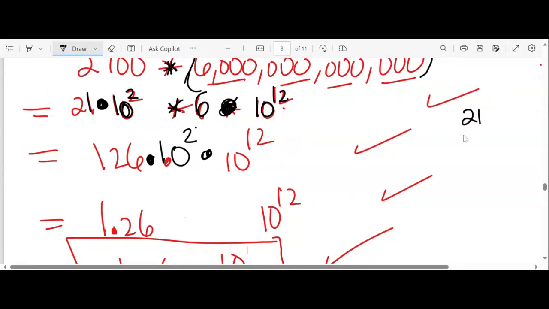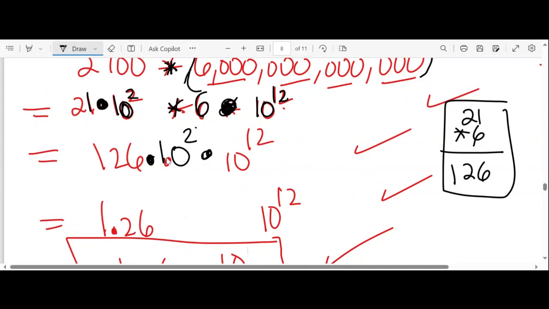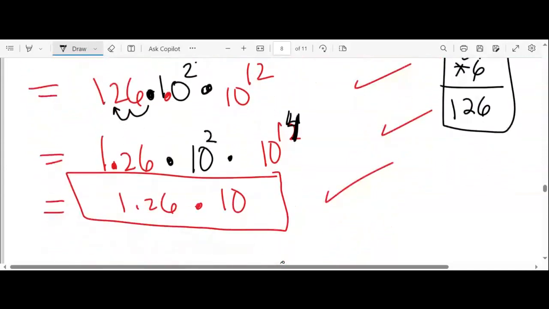You multiply 21 times 6. 6 times 1 is 6. 6 times 2 is 12. So that's how I get 126. Okay, is this clear? So now, how many spaces do you have? And I have to move this how many spaces? 2 spaces. So this actually is 10 to the power of what? And then 10 to the power of what? 2, right? So it's going to give you 10 to the power of what? No, not 12. 16. 10 to the power of 16. Is this clear?